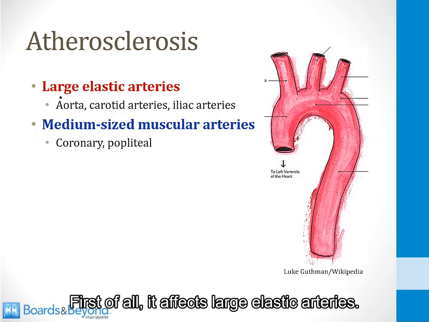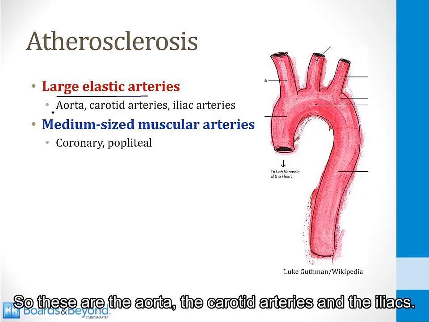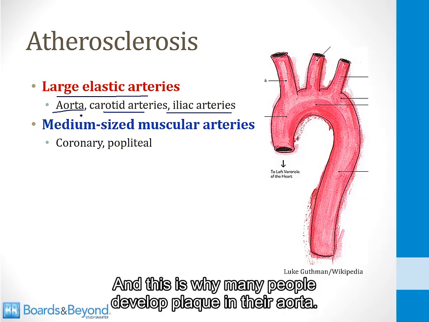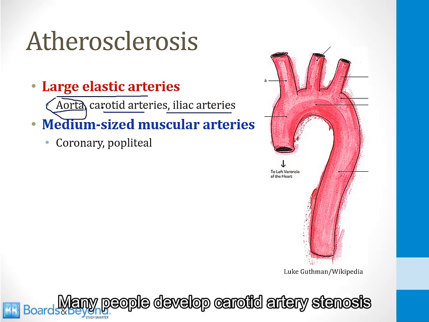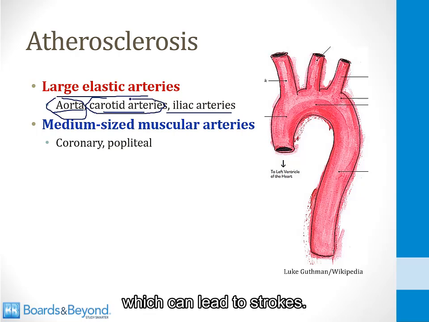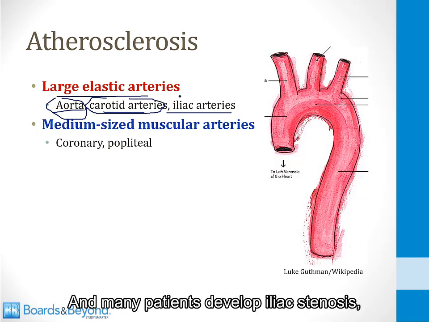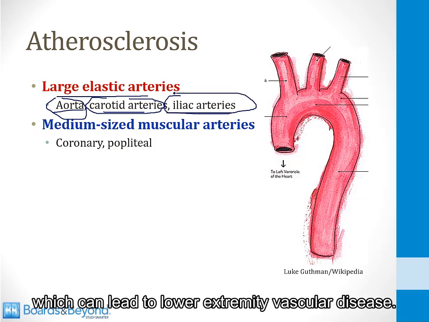First of all, it affects large elastic arteries. So these are the aorta, the carotid arteries, and the iliacs. And this is why many people develop plaque in their aorta. Many people develop carotid artery stenosis, which can lead to strokes. And many patients develop iliac stenosis, which can lead to lower extremity vascular disease.